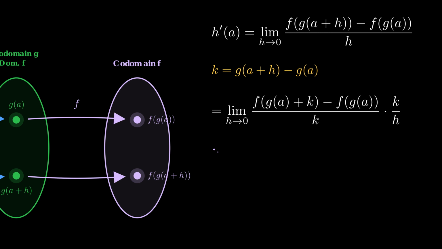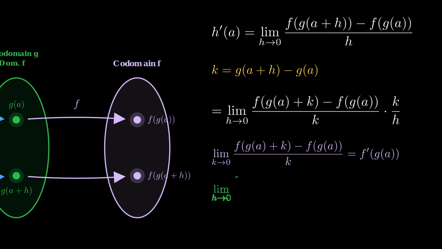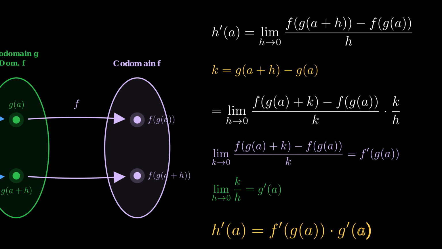is not 0. If the inner function g is continuous, as h approaches 0, the intermediate change k also shrinks to 0. This allows us to split the limit into two independent parts, the derivative of the outer function f and the derivative of the inner function g. Multiplying both limits, we obtain the famous chain rule. The derivative of a composite function is the derivative of the outer function multiplied by the derivative of the inner function. But watch out. This intuitive proof hides a mathematical flaw.